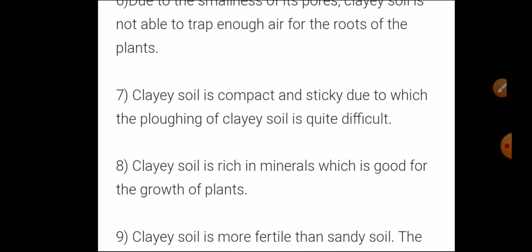The important thing is that when you compare sandy and clay soil, you should know that the particle size in sandy soil is larger, and in clay soil it is very small.